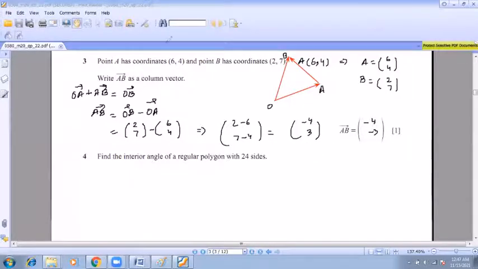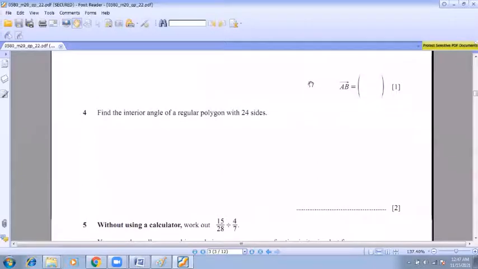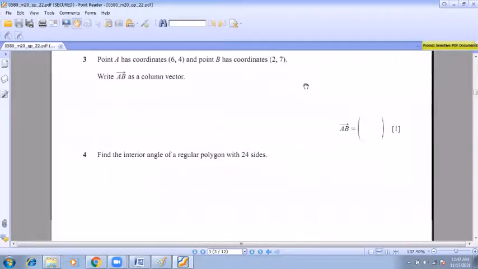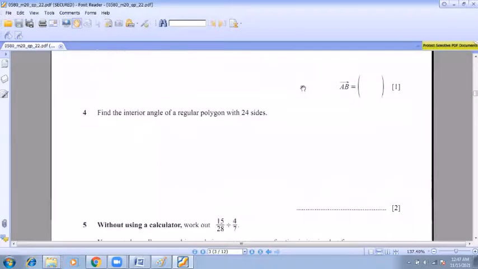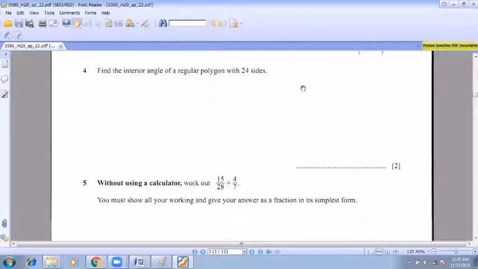Next is find the interior angle of a regular polygon with 24 sides. So in this question, we are looking for the interior angle, meaning how to find the size of the interior angle of a regular polygon, if they mention it has 24 sides.